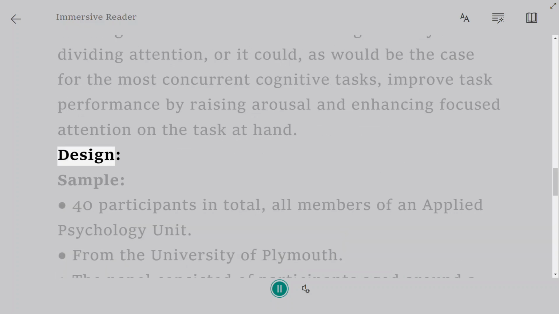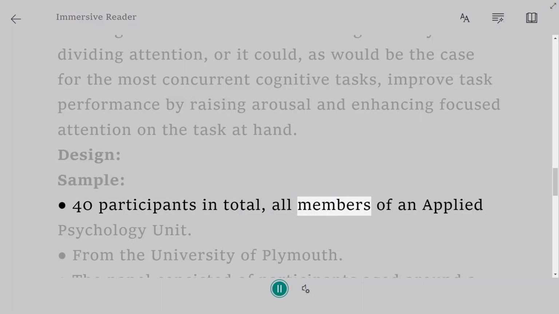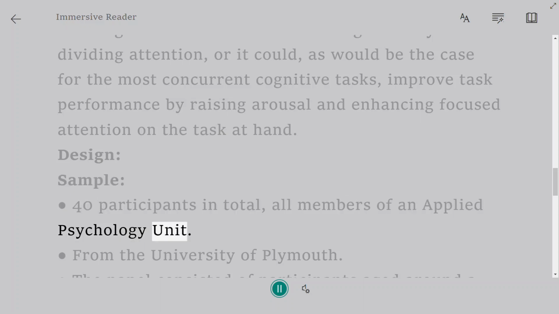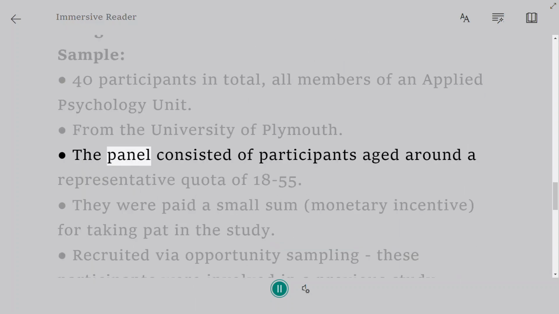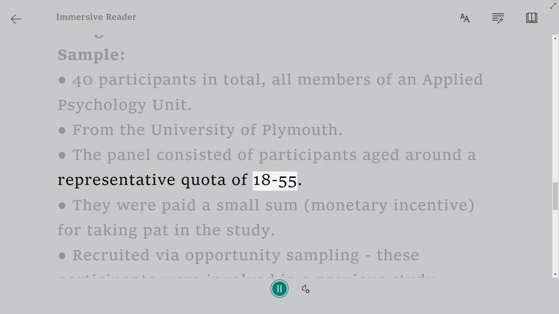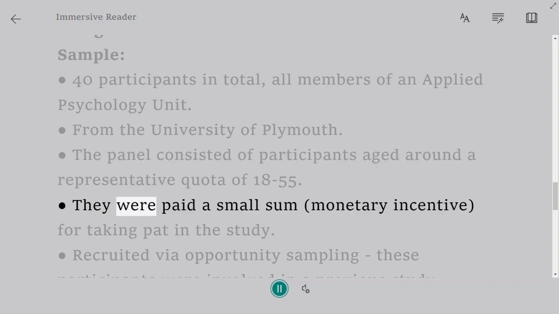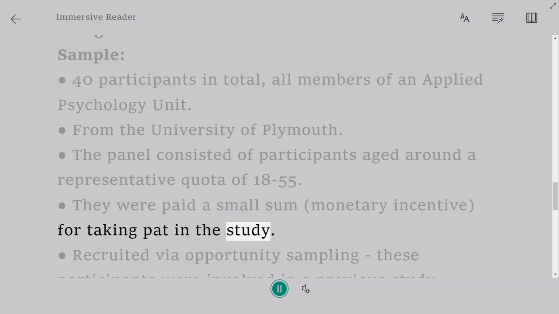Design. Sample. 40 participants in total, all members of an applied psychology unit from the University of Plymouth. The panel consisted of participants aged around a representative quota of 18 to 55. They were paid a small sum, a monetary incentive, for taking part in the study.